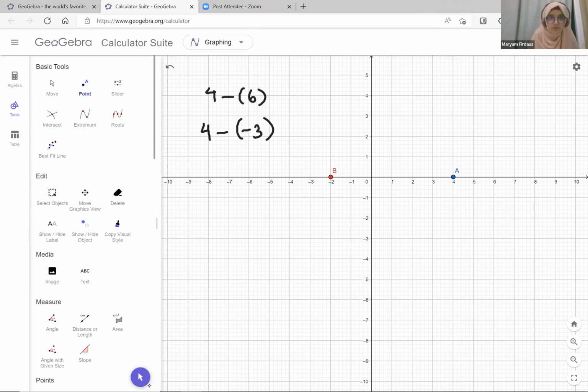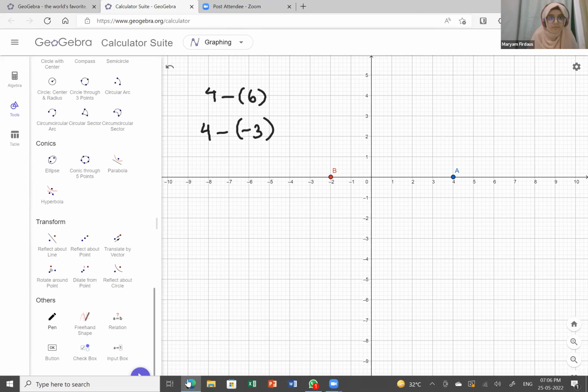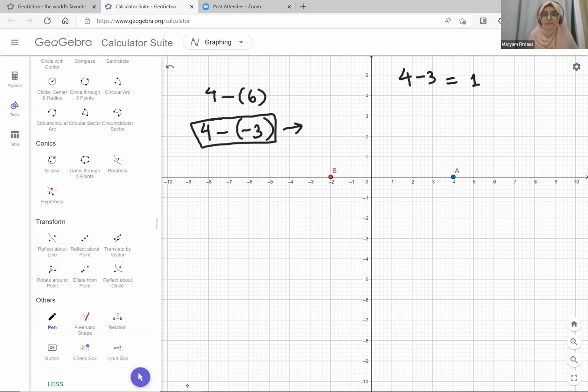Just a second. So we have 4 minus 3. This becomes positive 1, right? It will be over here. Yes. But over here we are saying 4 minus negative 3. What does this become? Positive 1.